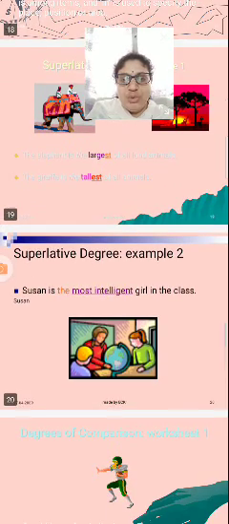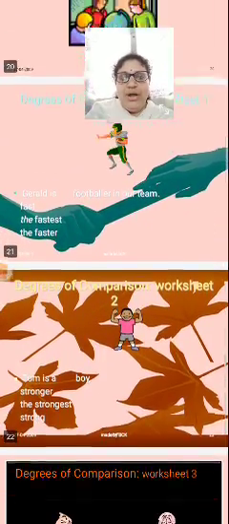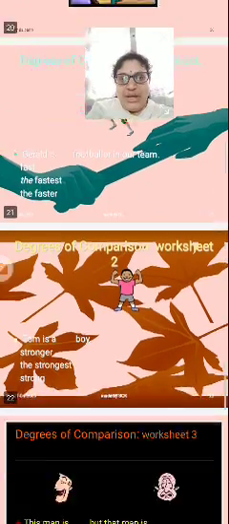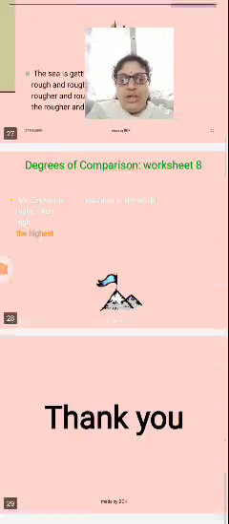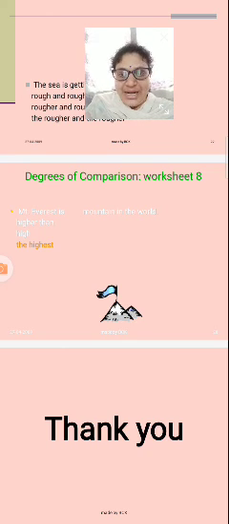And the superlative degree second example: Susan is the most intelligent girl in the class. And the third one, these are the worksheets I have done. I have done eight worksheets for getting an idea.